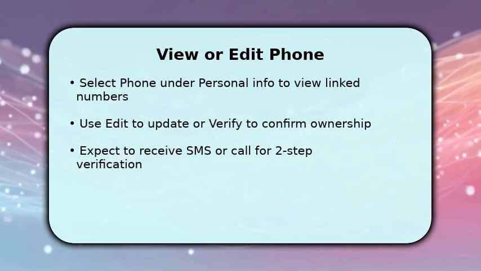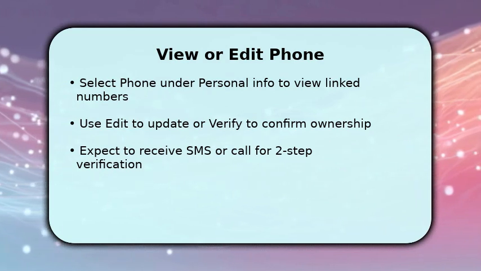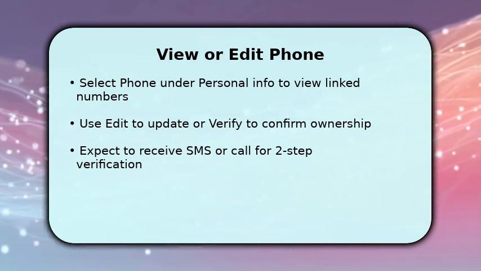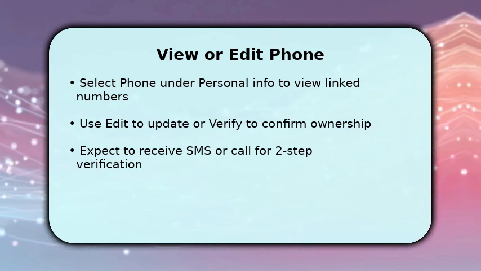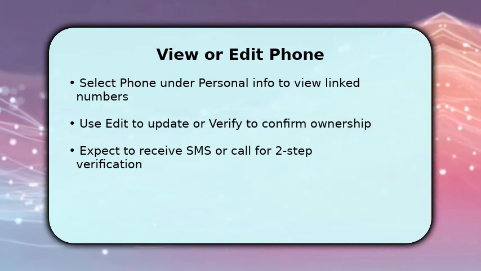You now tap Phone under Personal Info to reveal any numbers Google has on file. If a number is hidden, choose Edit and follow prompts to show or change it. Google may mask digits for privacy.